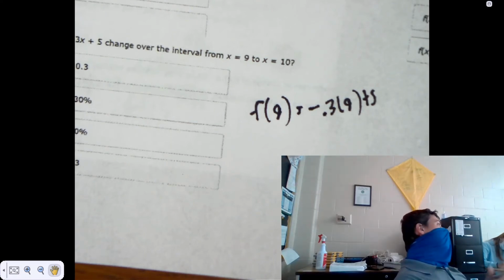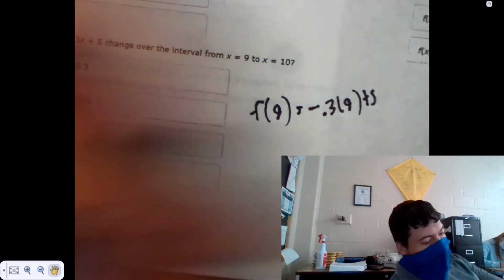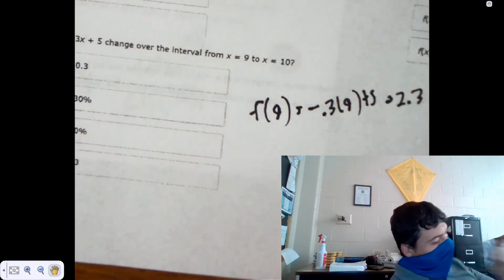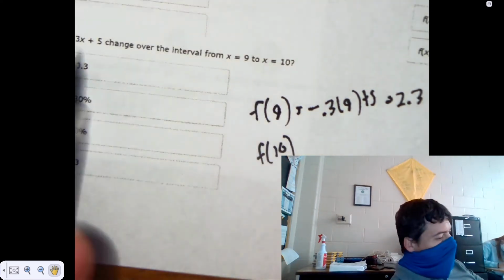Anyways, negative 3/10 of 9 is negative 2.7. If you add 5, you get 2.3. Then I would find f of 10 by plugging a 10 in.